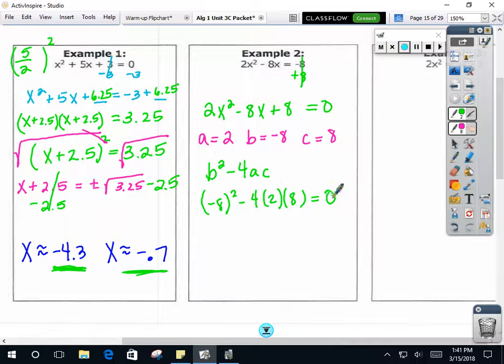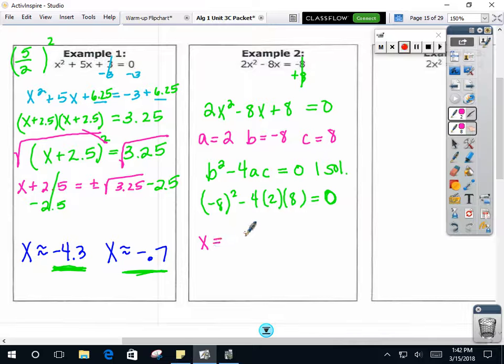Zero. Remember on the previous example, our discriminant was greater than 0, and that produced 2 solutions. When your discriminant is equal to 0, the equation is going to produce 1 solution. Okay, so a discriminant greater than 0 produces 2. A discriminant equal to 0 produces 1 solution. Now let's find that 1 solution by continuing on with the quadratic formula.